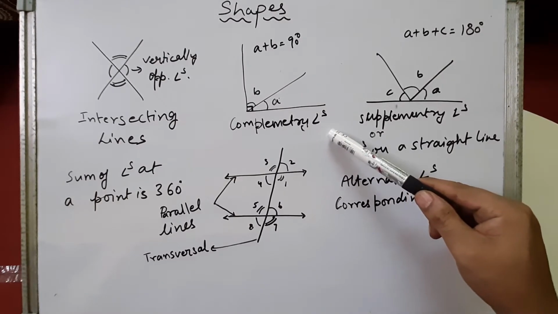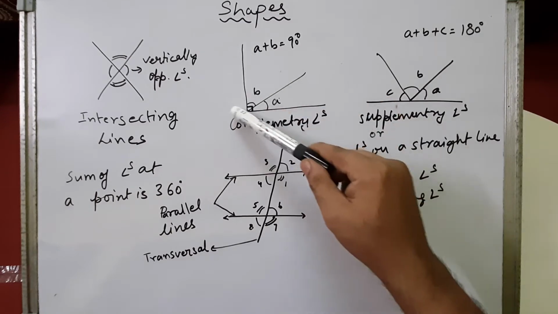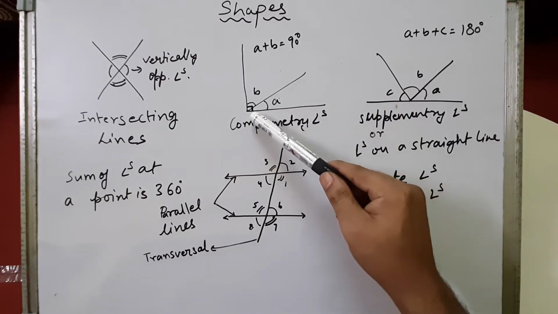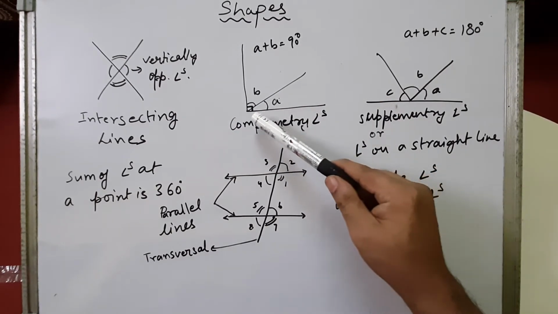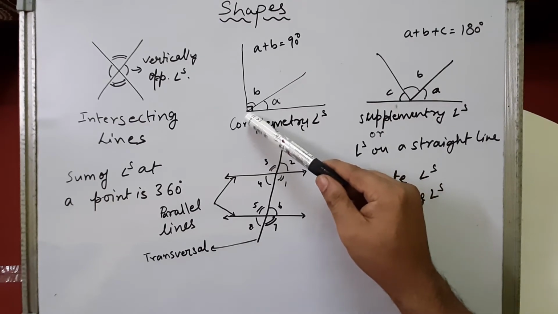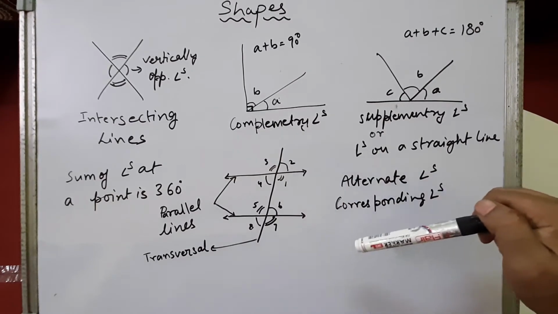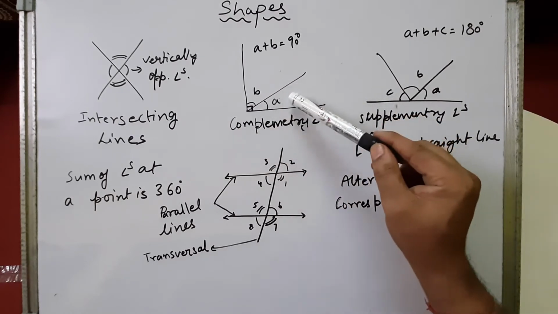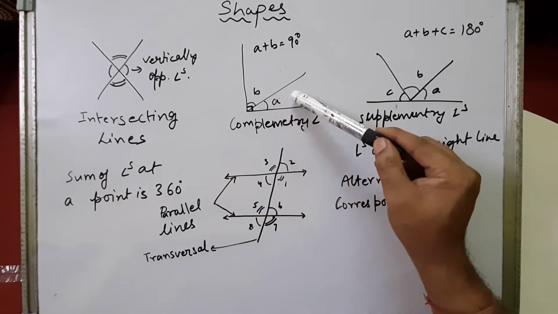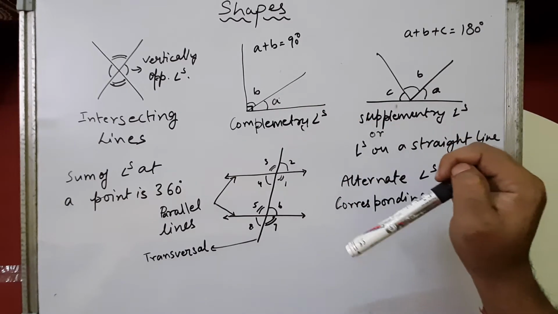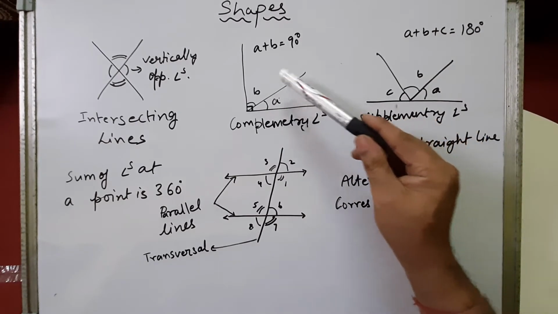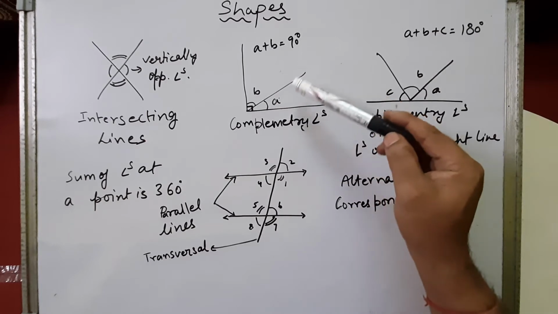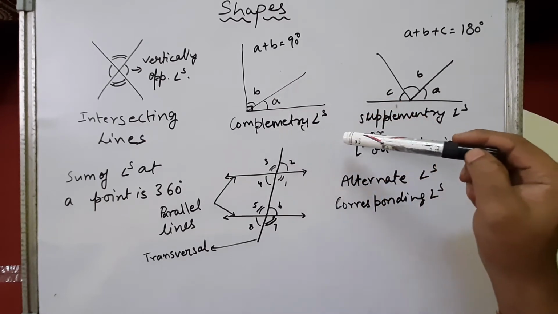What are complementary angles? Whenever you see this square sign inside the angle at the vertex, that means the measure of the angle is 90 degrees, right? And this is a line which is dividing the 90-degree angle into two angles. This is angle A and this is angle B. So whenever the sum of the angles becomes 90 degrees, the angles will be complementary, right?